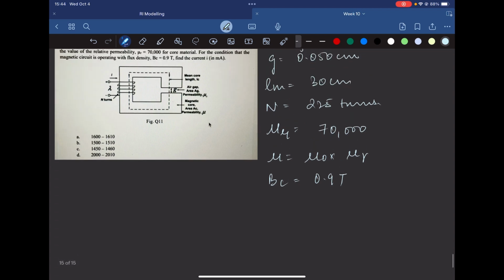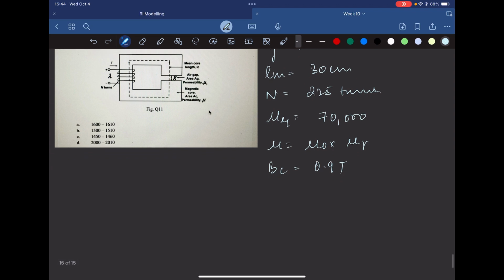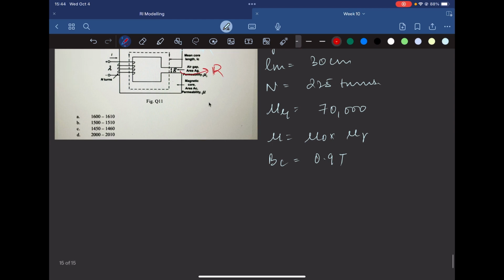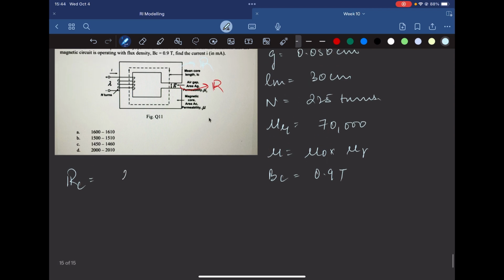So in this, there are two kinds of reluctances. One is the reluctance of the core, and the other is the reluctance of this air gap, right? So let's first try and calculate the reluctance of the core. So what exactly is reluctance? Reluctance is nothing but Lm upon A times mu, right?